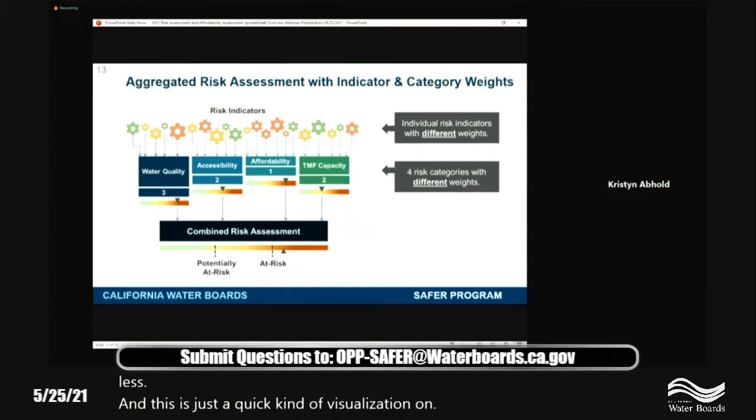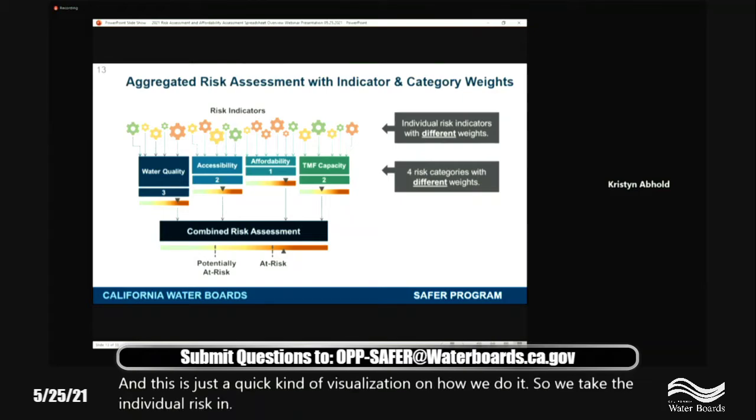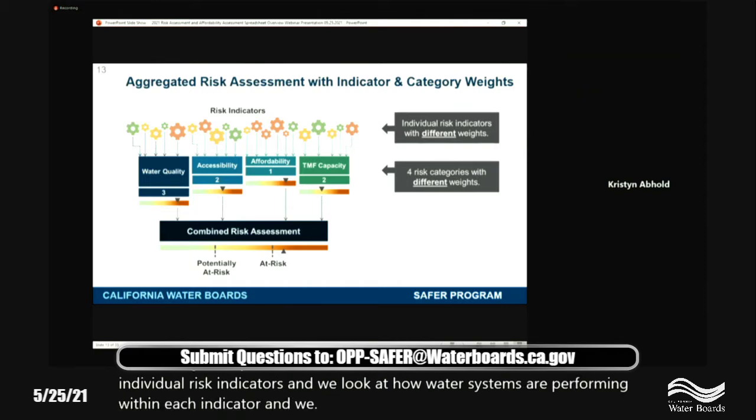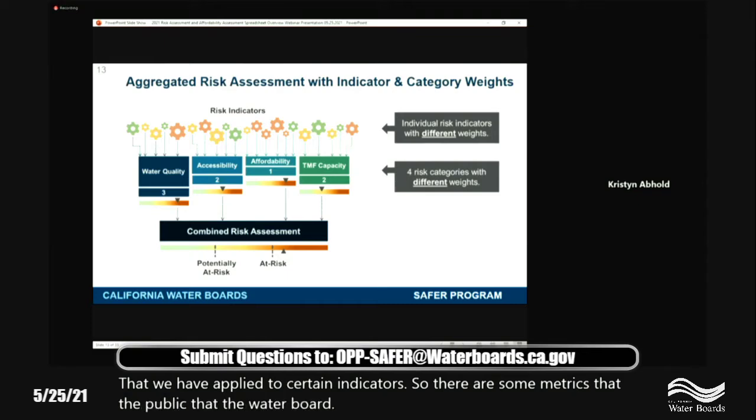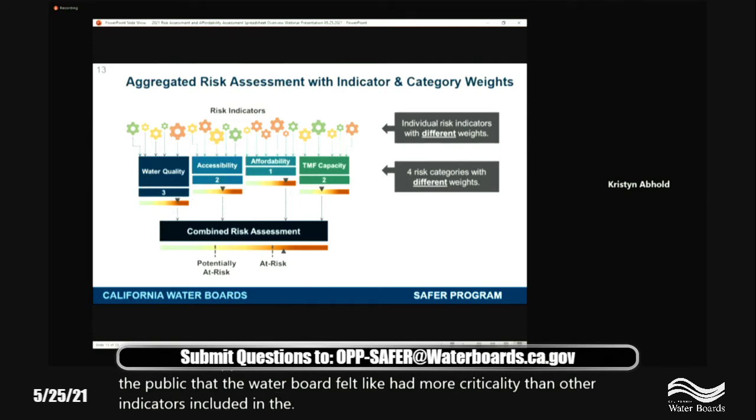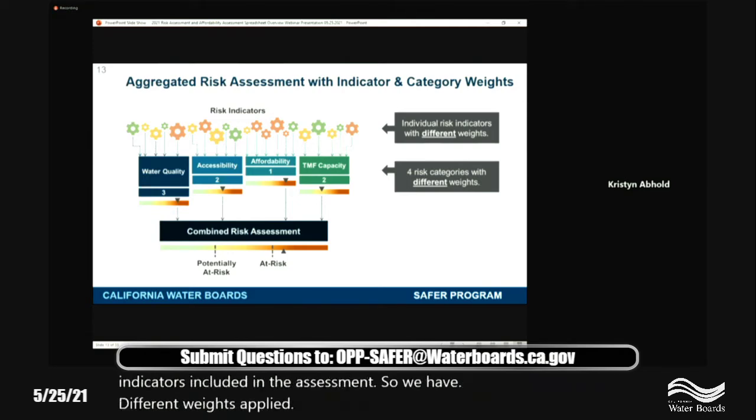So we take the individual risk indicators and we look at how water systems are performing within each indicator. And we have different weights that we've applied to certain indicators. So there are some metrics that the water board felt had more criticality than other indicators included in the assessment. So we have different weights applied to each indicator so that it's a more balanced risk assessment.